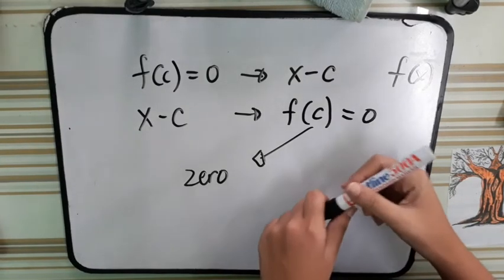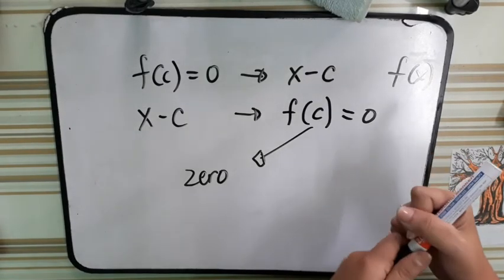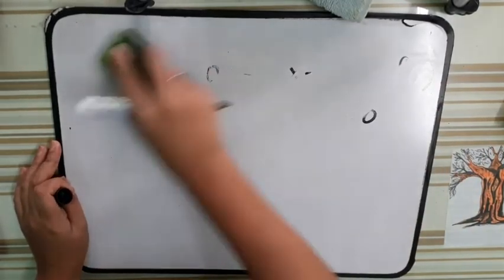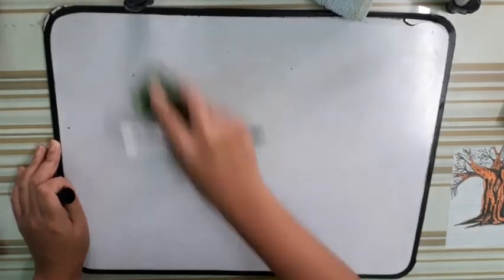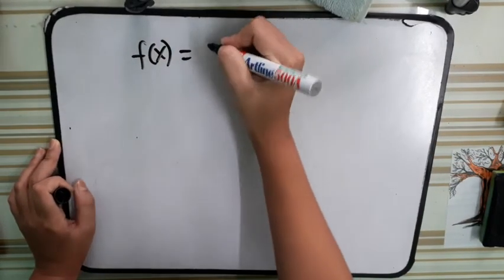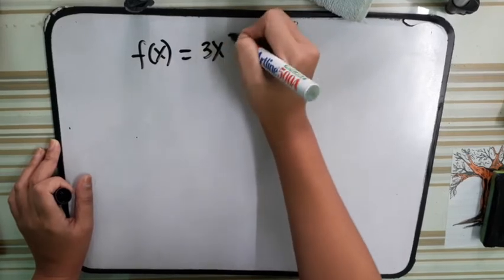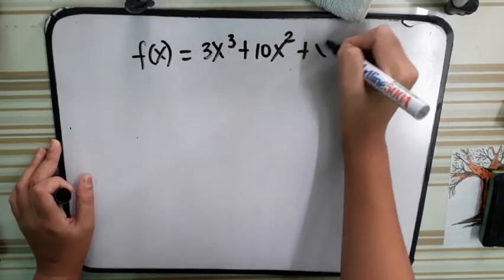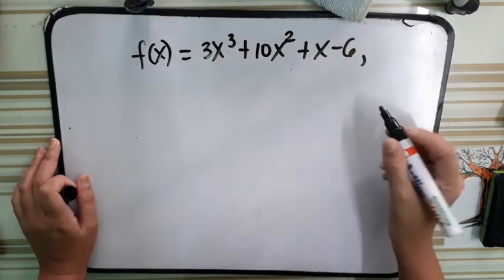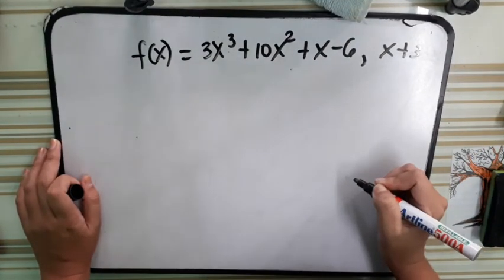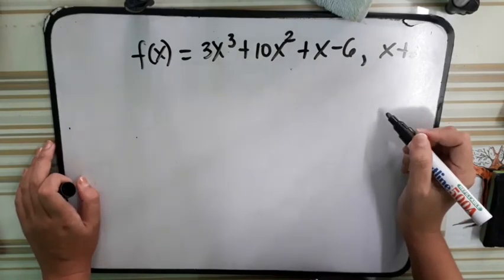We use the factor theorem to factor higher degree polynomials. So let's have an example. Let's factor f of x equals 3x cubed plus 10x squared plus x minus 6, given that x plus 3 is a factor, or x plus 3 is a 0 of f of x.